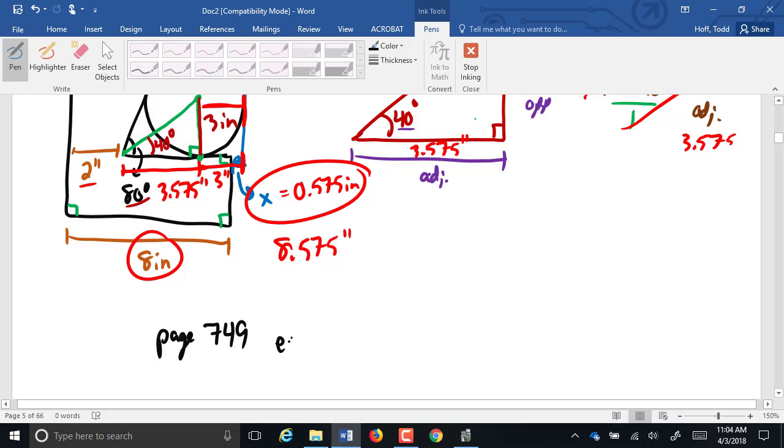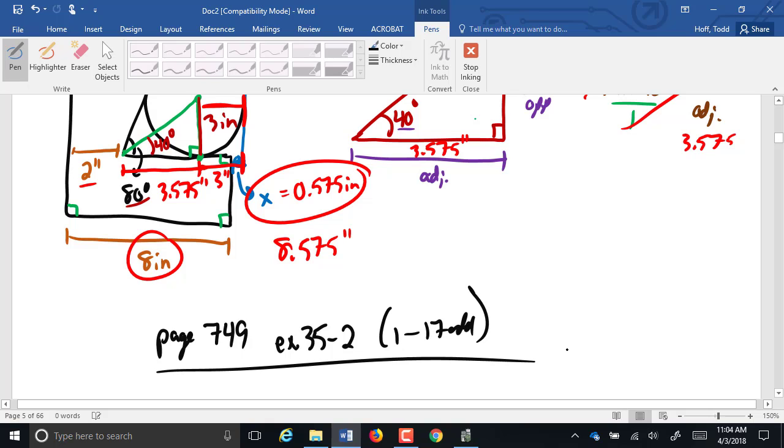Page 749 in your textbook. Exercise 35-2, 1 through 17, the odds. Deal with problems like this where you might have to look a little bit harder to find those triangles. You may have to find other triangles to find dimensions to get to those triangles. So I'll let you guys have the last 15 minutes to get started on those.